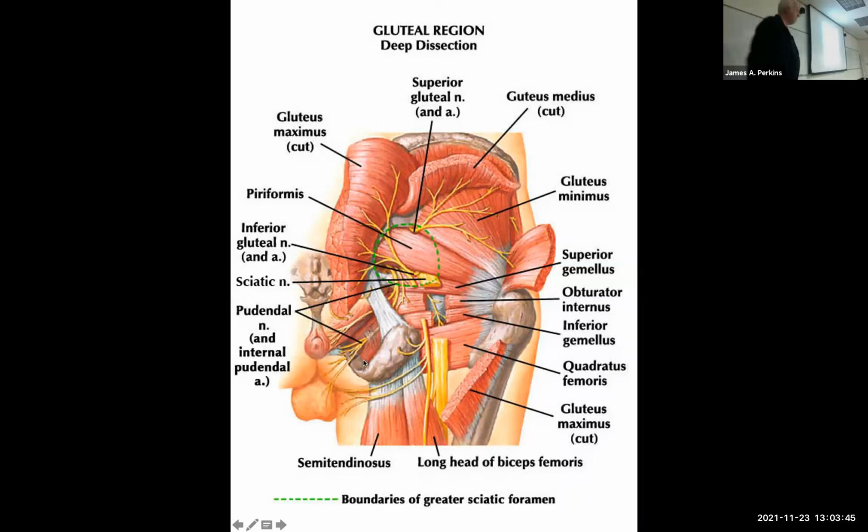That pudendal nerve is a nerve to some of the muscles down in the perineum, what's called the perineum, which is the area basically between the external genitalia and the anus. So it's a sensory nerve and a motor nerve to structures down in that area.